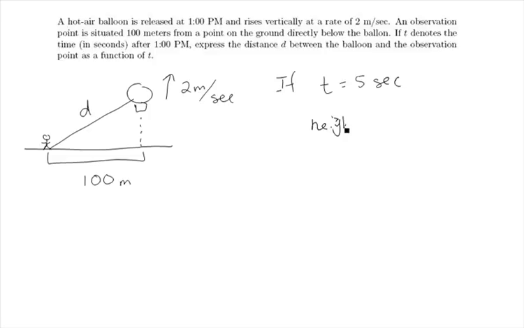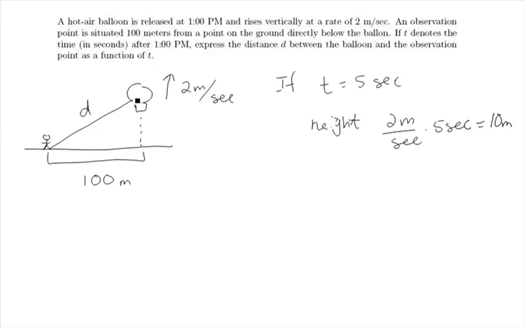is going to be, well, it's traveled 5 seconds. It's going up at 2 meters per second. So 2 meters per second times 5 seconds would be a total height of 10 meters. So we can see that the height of the balloon is given by multiplying the speed at which it's rising, 2 meters per second, times the time it's been in the air after 1 p.m.